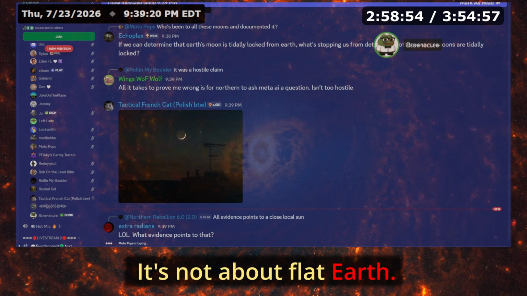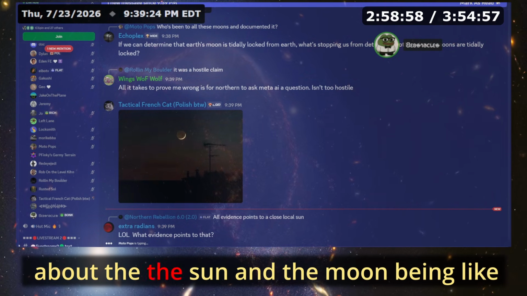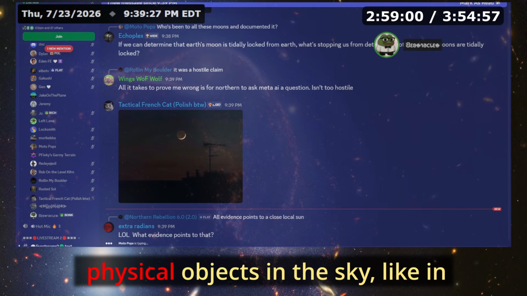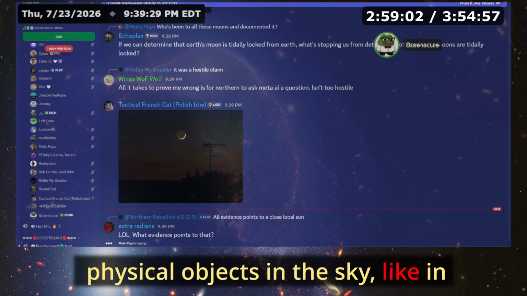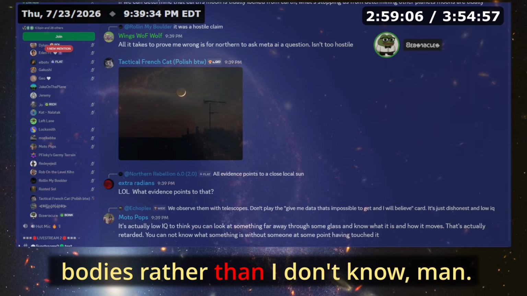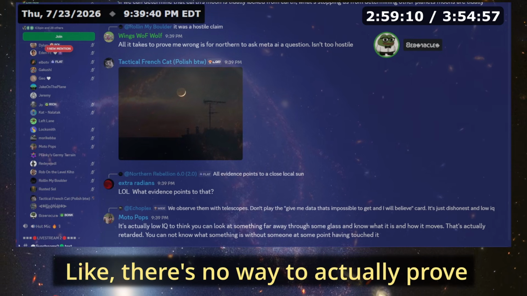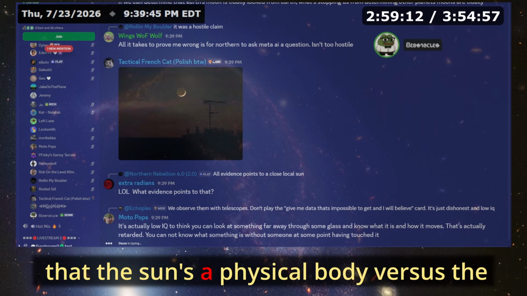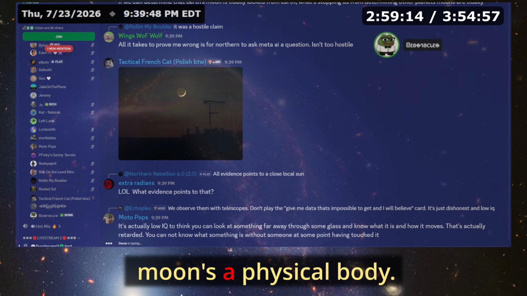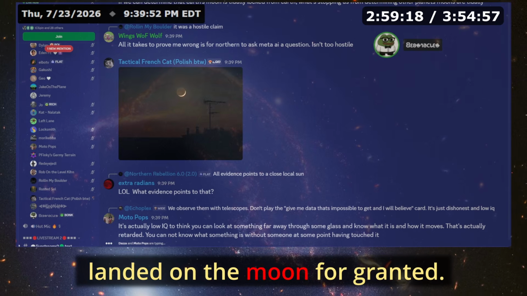It's not about flat Earth, dude. The argument is really about the sun and the moon being physical objects in the sky, in terms of spherical bodies. Have you ever seen polarized magnets and stuff? There's no way to actually prove that the sun's a physical body versus the moon's a physical body without taking for granted that we landed on the moon. You know what I mean?